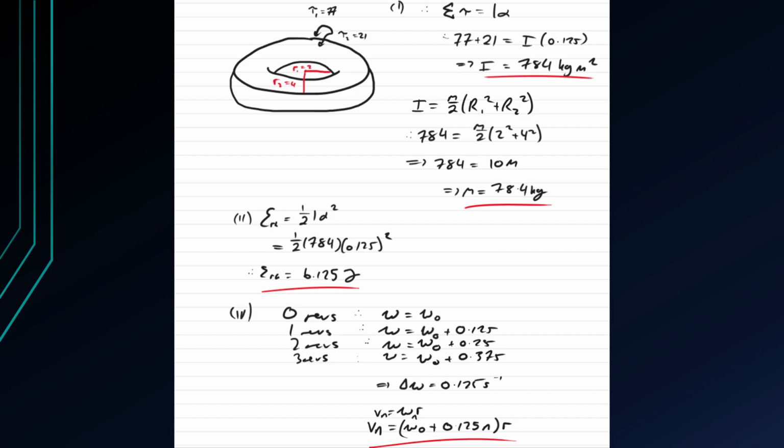So we know that the sum of torques is equal to the moment of inertia times angular acceleration. So the 77 plus the 21 newton meter torques equals 0.125 I, which gives the moment of inertia of 78.4 kilogram meters squared.